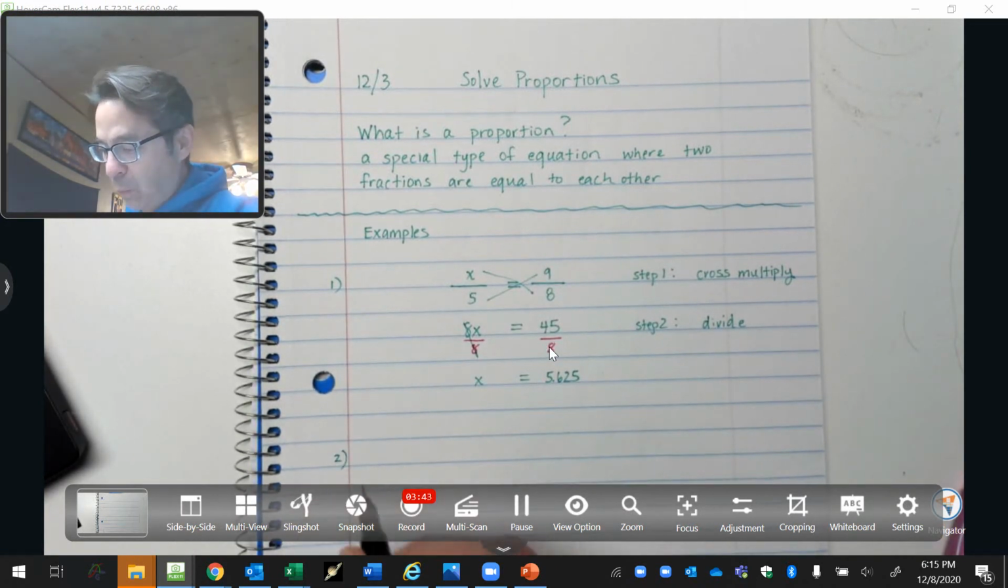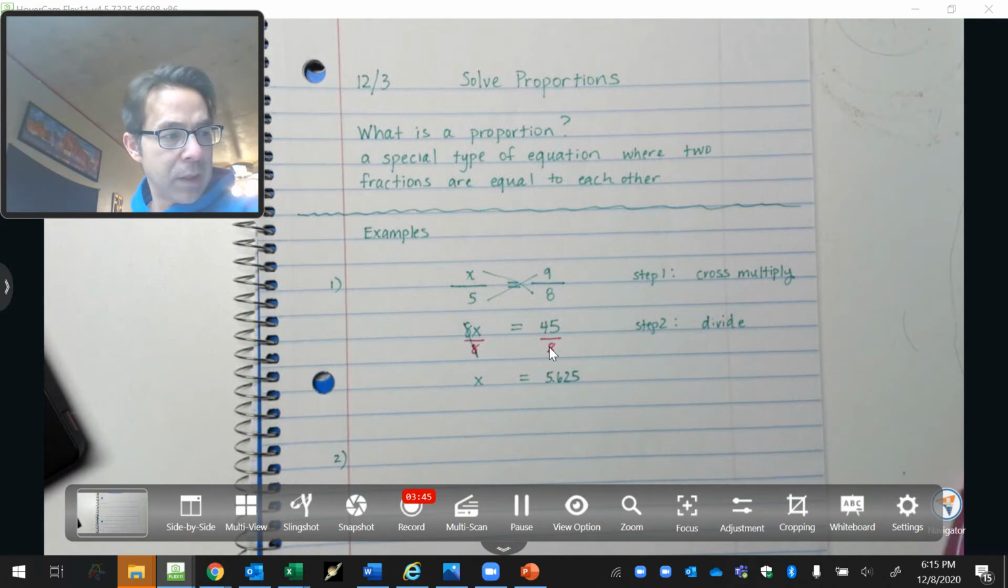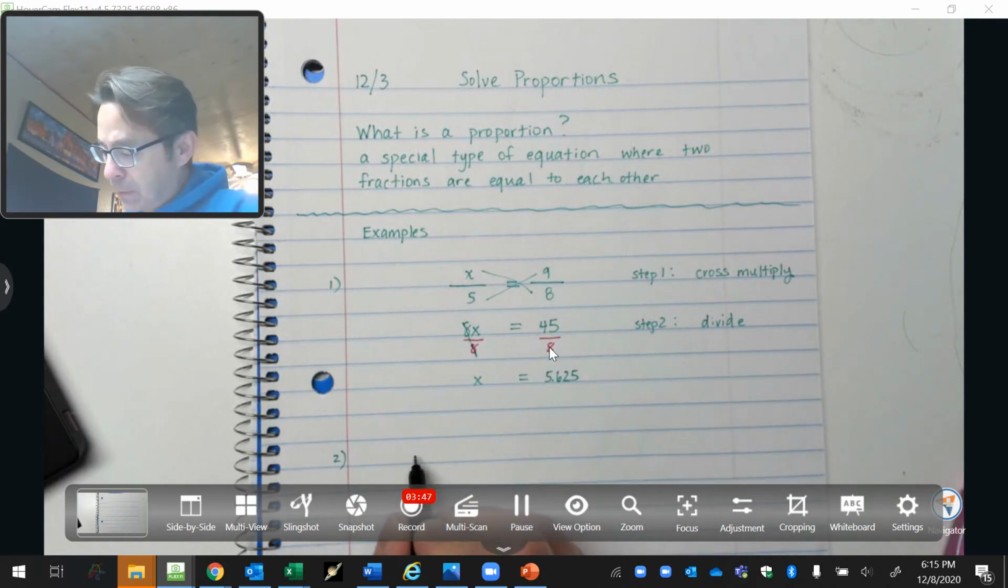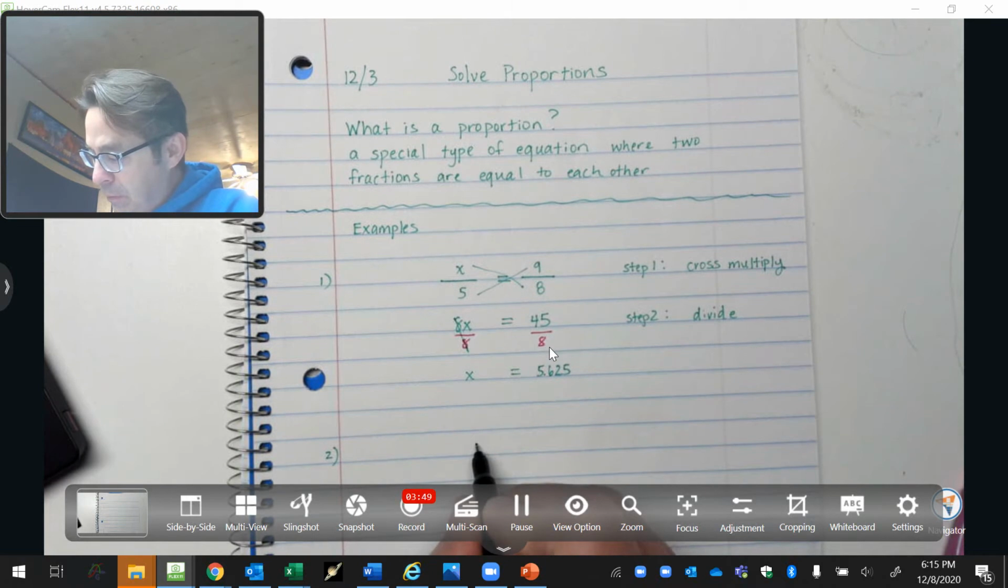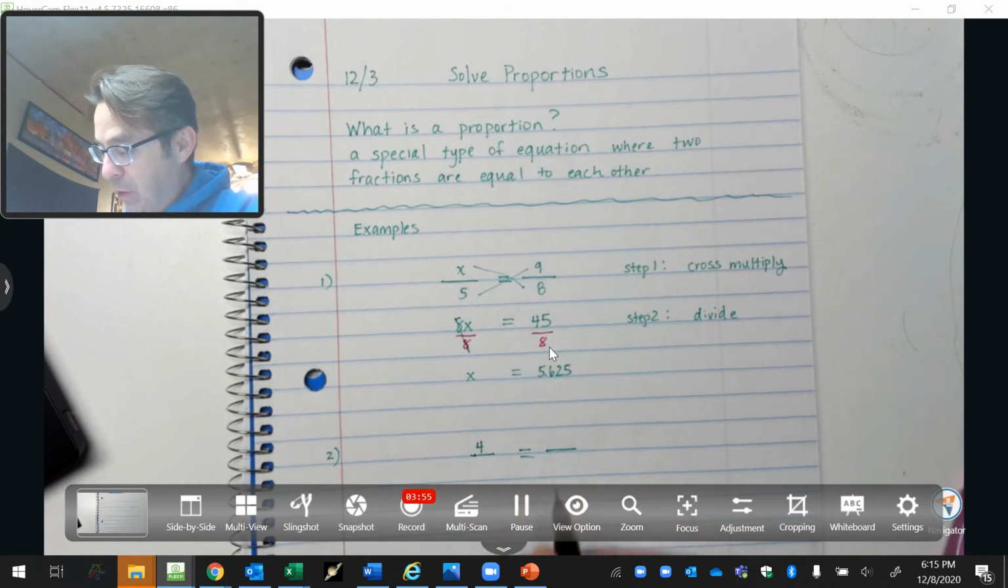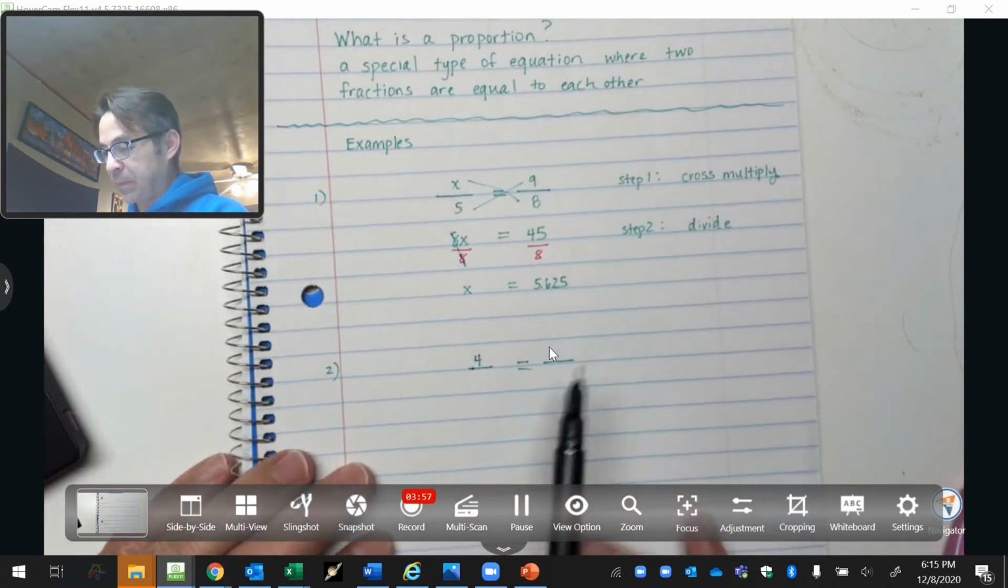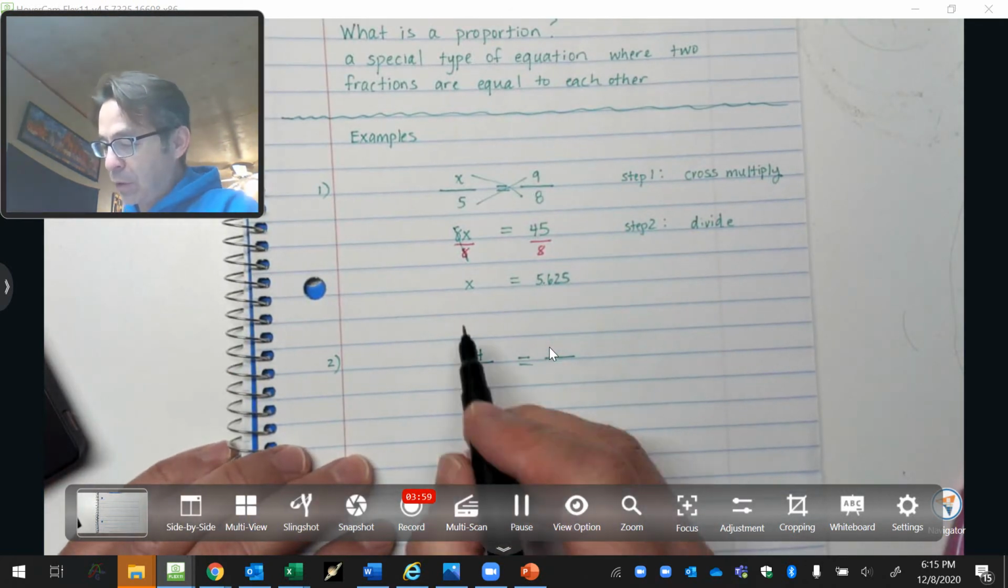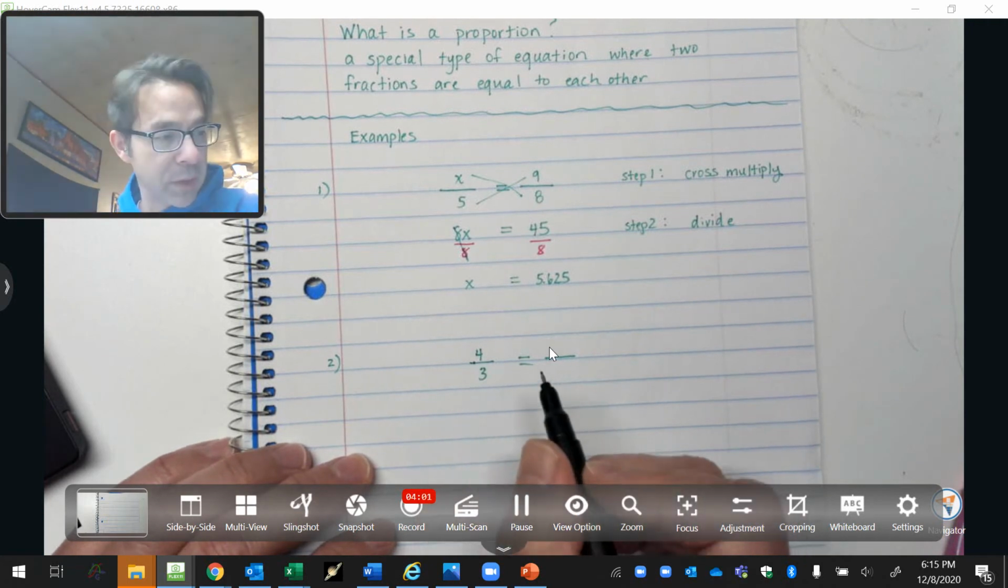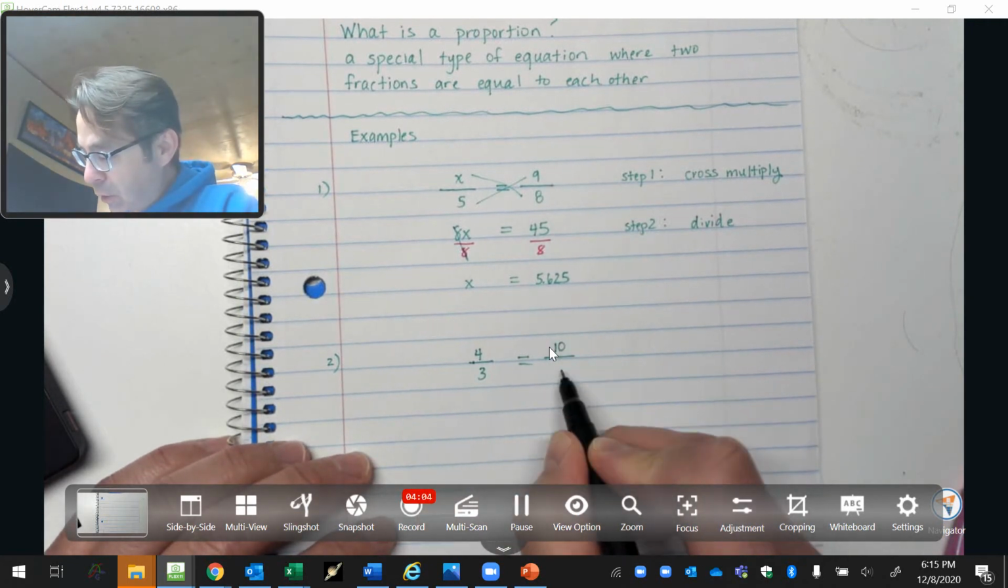Example number 2. Sometimes the variable, well, it doesn't really matter where the variable is located. Anyways, notice 1, 2, 3, 4 parts. So 4/n is equal to 10/3.